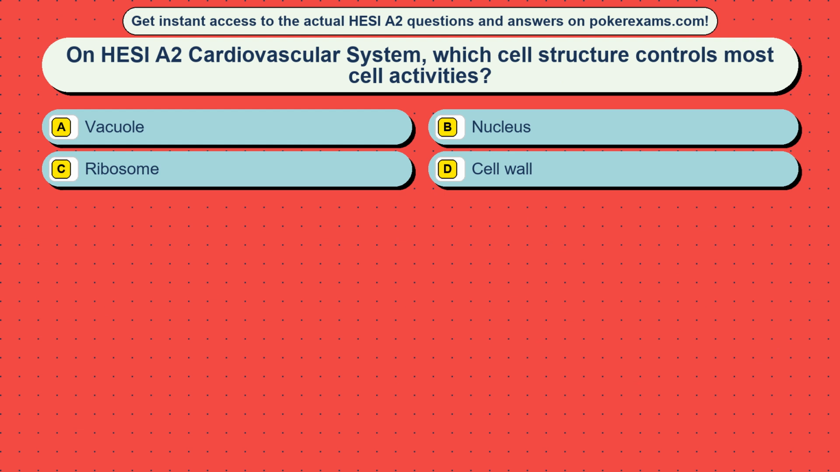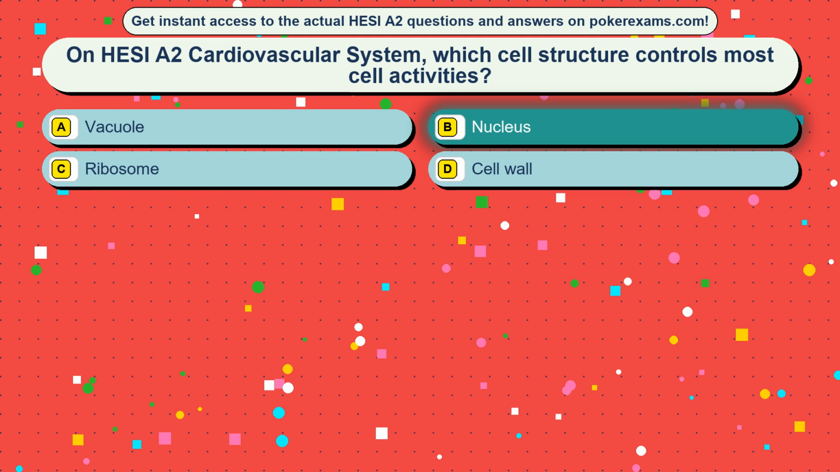Question 24. On HESI A2 cardiovascular system, which cell structure controls most cell activities? Option A, vacuole. Option B, nucleus. Option C, ribosome. Option D, cell wall. The correct answer is option B, nucleus.